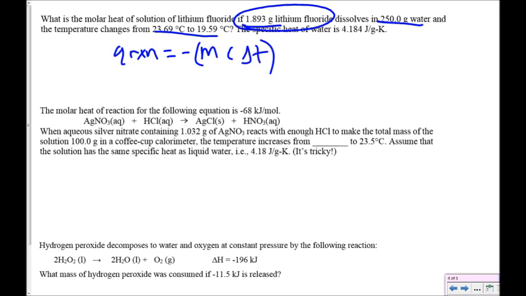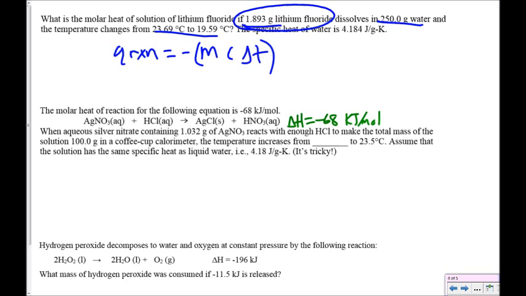Next one: if the molar heat of the reaction of the following equation is negative 68 kilojoules per mole. Oh, so what they're telling me, and whenever I see this kind of thing, I really recommend you do this, is that I've got a thermochemical equation. Remember, with the thermochemical equation, I can do energy stoichiometry. It may or may not become important, but that's the first thing I see.